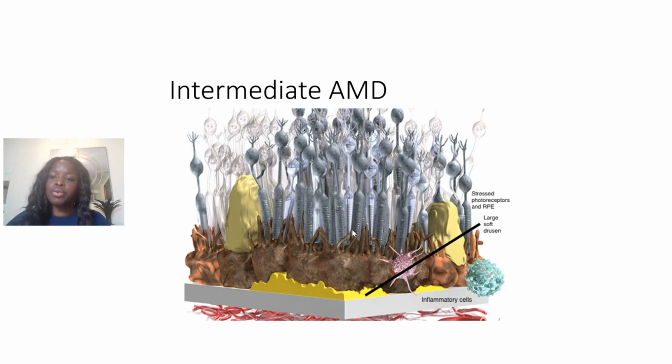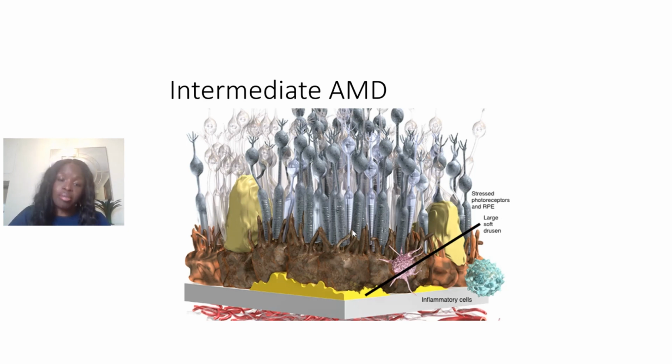Now, as things progress, these drusen, these yellow deposits, can then get larger, resulting in more damage to the RPE cells, more thinning of the photoreceptors, which you can see now look grayer and skinnier on this image, and the choroid getting even thinner.